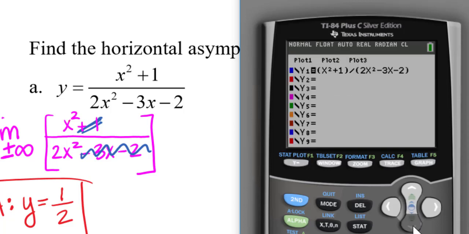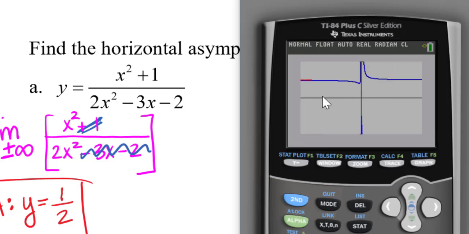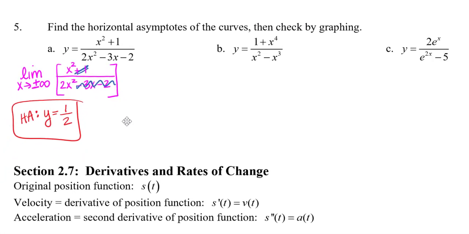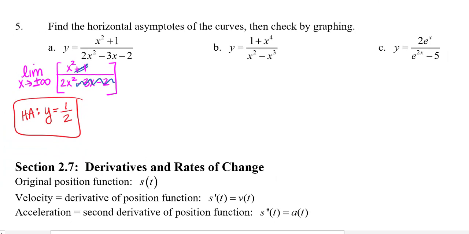If you're unsure that it's your value that you think, you can always go to y sub 2 and say y sub 2 equals 1/2. So is that the horizontal asymptote? Well, that looks like it's pretty much mirroring my left and my right hand behavior, end behavior. So there we go.